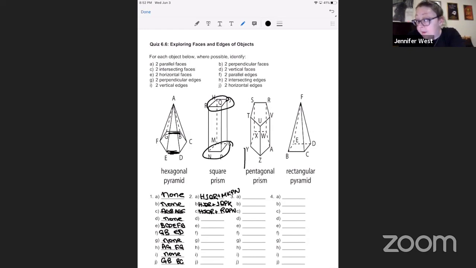And it's asking if we have vertical faces, and we do. We have H, J, K, M. That's a vertical face. And another vertical face is J, Q, P, K.